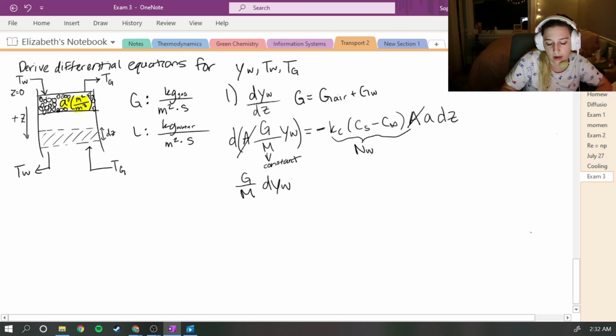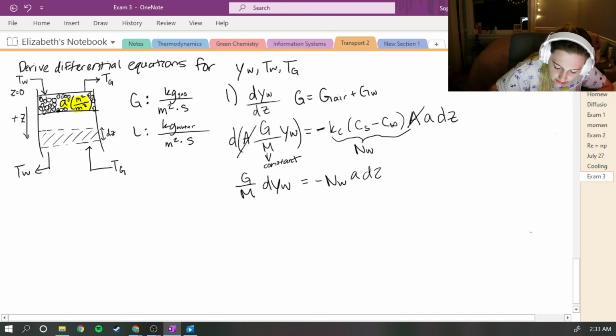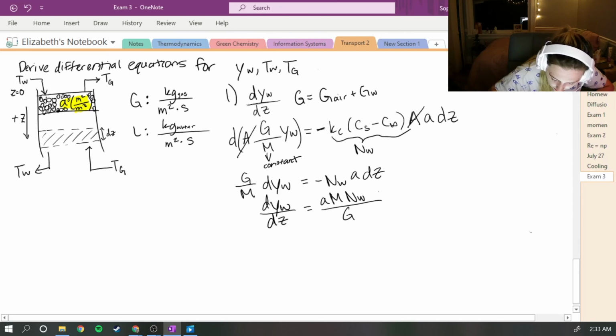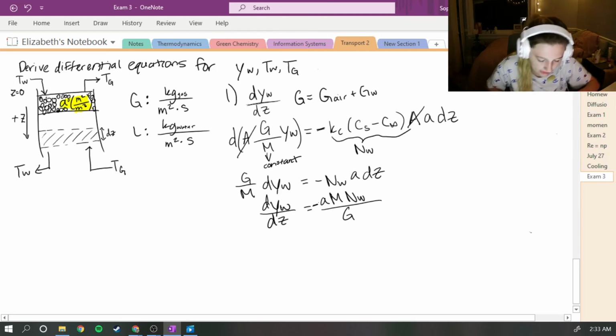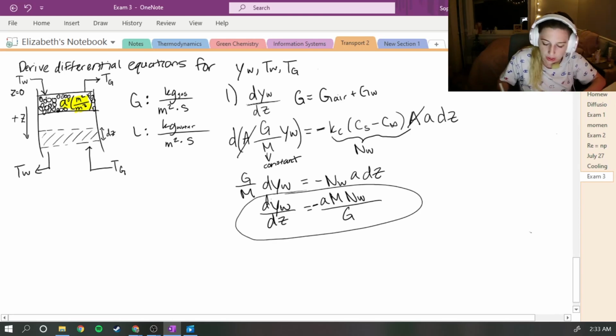So that's going to look like this. So now we have our change in the mole fraction of the water, which is what we're looking for. And then we can do negative molar flux of the water times the specific area times dz. And we want dy dz, like we said. So let's just go ahead and divide what we need to, and we'll have our equation. Alright, yep, that looks right. So I'm going to circle that for our first equation.